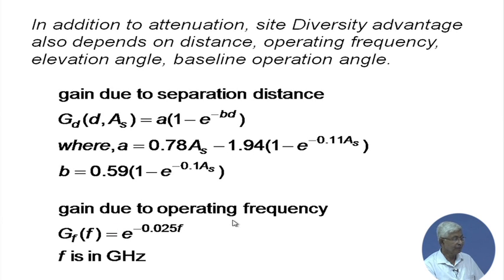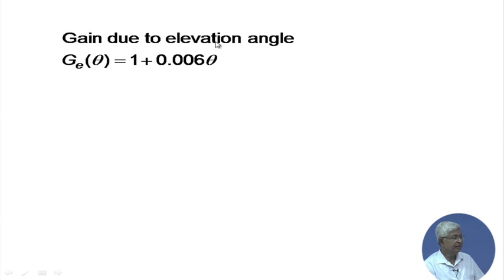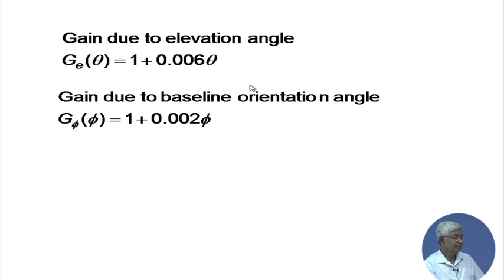And the gain due to operating frequency, GF, is e to the power minus 0.025 f, where f is in gigahertz. Then the gain due to elevation angle, GE, a function of theta, the elevation angle, is 1 plus 0.006 theta. Gain due to the baseline orientation angle towards the satellite, because two sites are used, G phi. Phi is the baseline orientation angle with respect to the satellite. G phi, a function of phi, is 1 plus 0.002 phi.